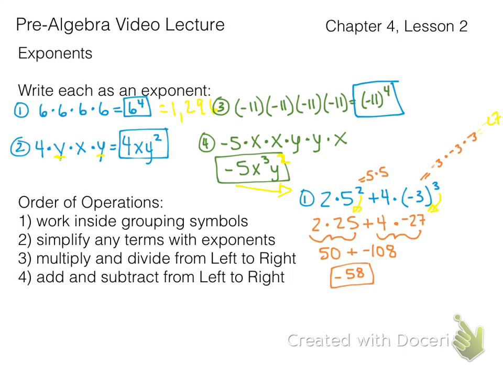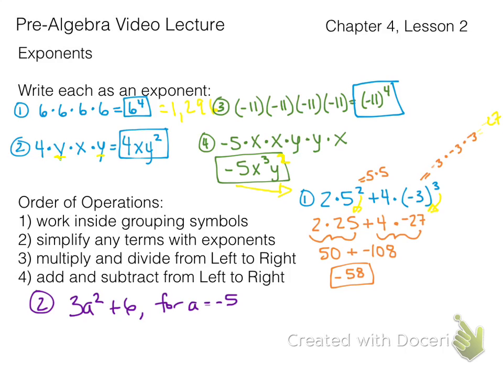All right, so we're going to do the grouping symbols, then we're going to have exponents, and then we're going to multiply and divide from left to right, and then we're going to add and subtract from left to right. All right, last problem. We have 3a to the second plus 6, for a equals negative 5. So it means I'm going to replace a with negative 5.